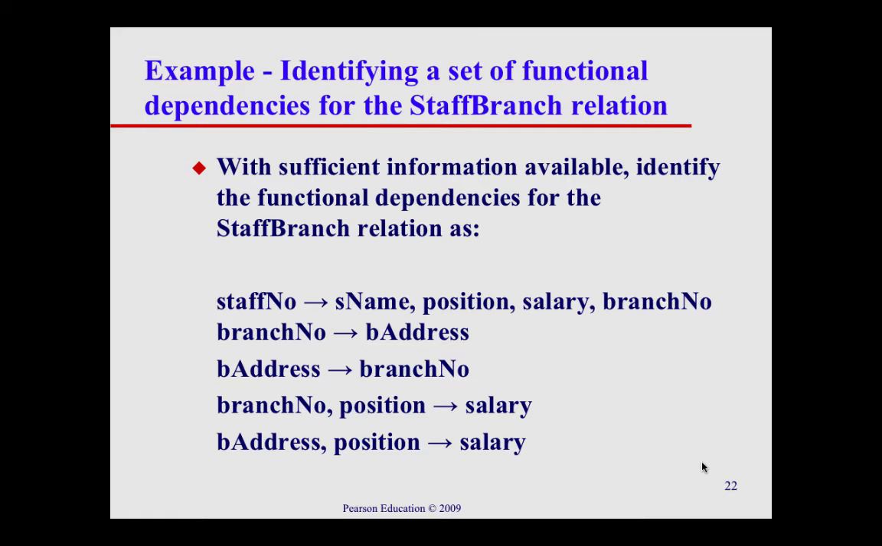And you might say, in this case, both staff number determines salary and the two pairs at the bottom uniquely determine salary. All of them are full functional dependencies. You might say, well, staff number is a fewer number of attributes. It's true, but staff number is not a part of the last two functional dependencies. I cannot remove an attribute from the last two functional dependencies and still uniquely determine salary. So these are the functional dependencies for the staff branch relation. Questions about that?